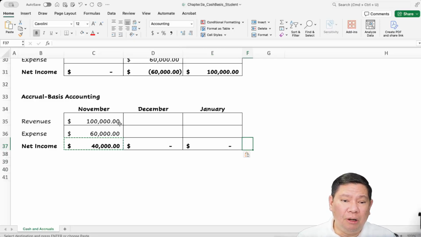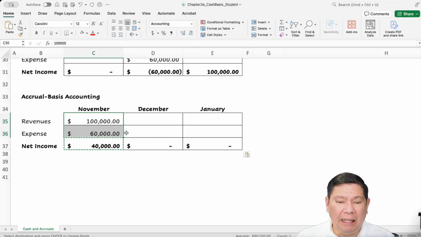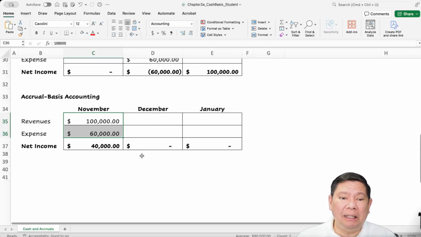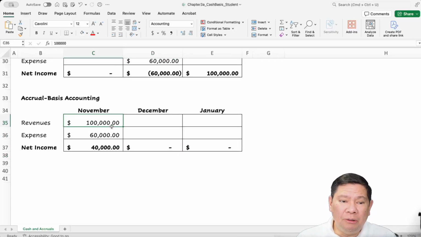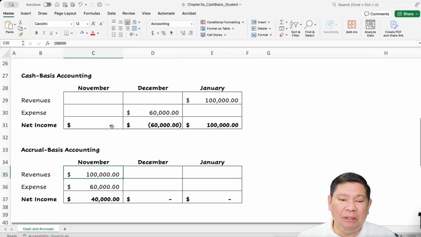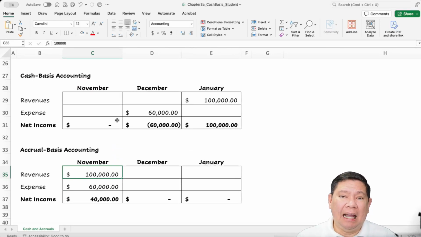So we follow the matching costs against revenues principle. We follow that the revenues are recognized after the company meets its performance obligation. That's the difference between cash basis and accrual basis accounting.